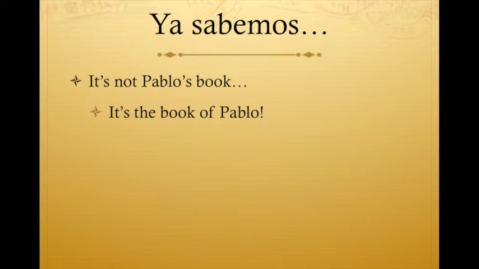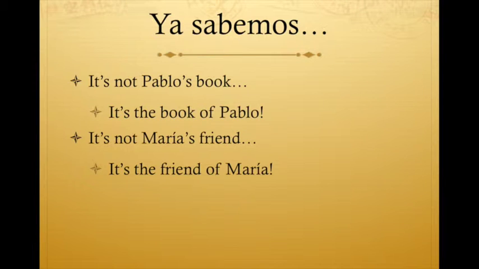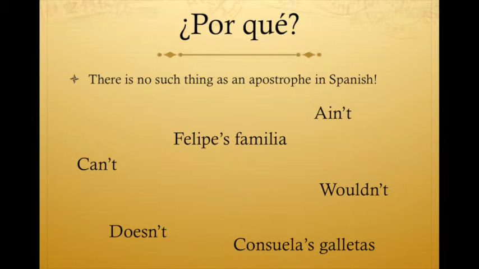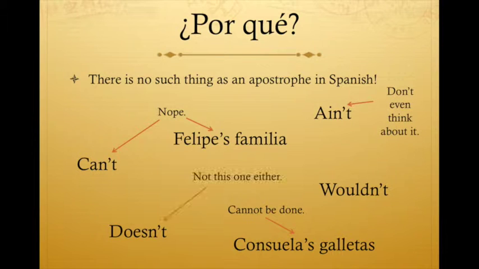Moving on to the preposition de, possessive adjectives, and working with questions. We already know, you've heard me say it a million times, that it's not Pablo's book, it's the book of Pablo, and it's not Maria's friend, it's the friend of Maria, where we have to switch around the order of the sentence to express ownership over books and friends and things like that. There is no such thing as an apostrophe in Spanish, so all of these examples cannot be done.